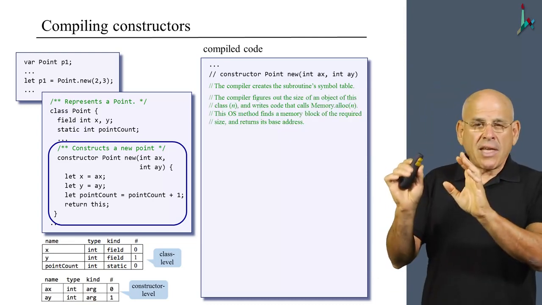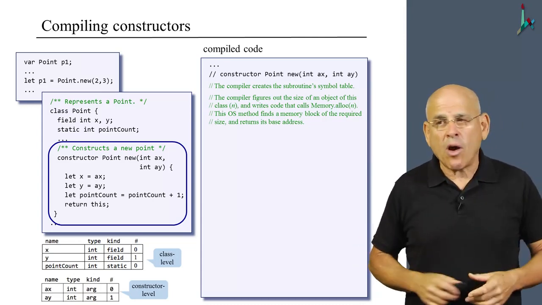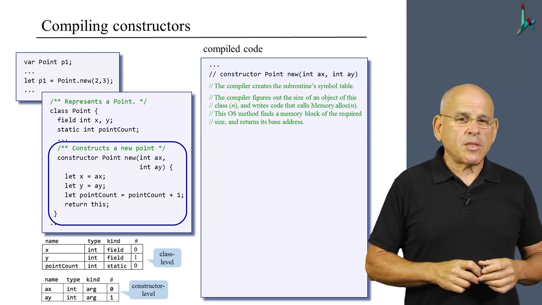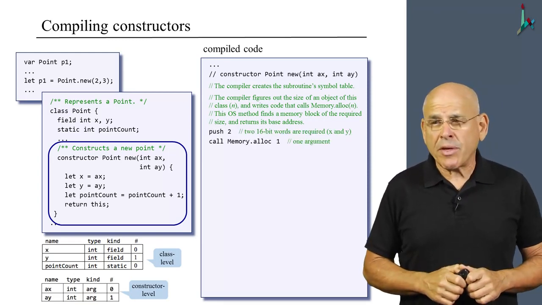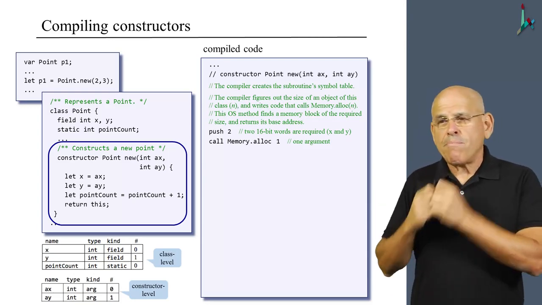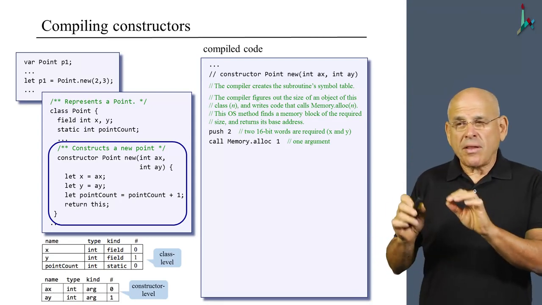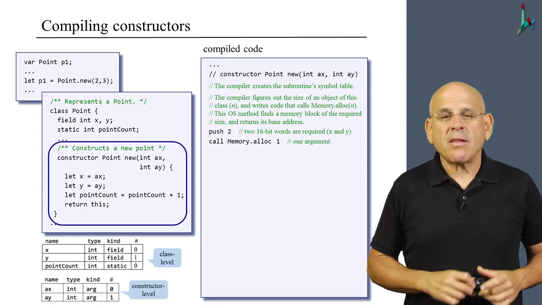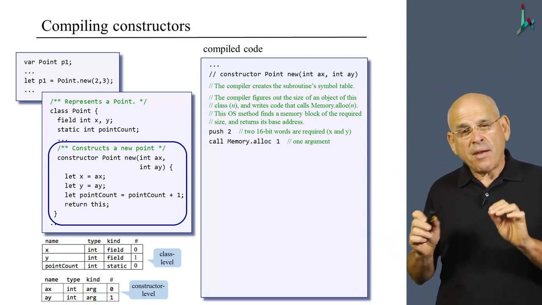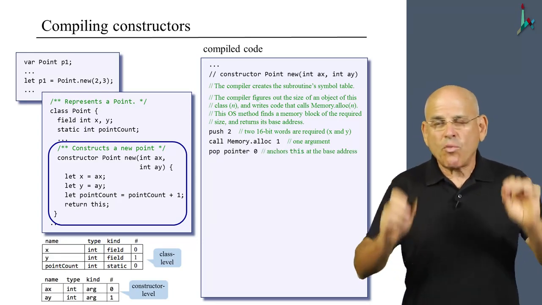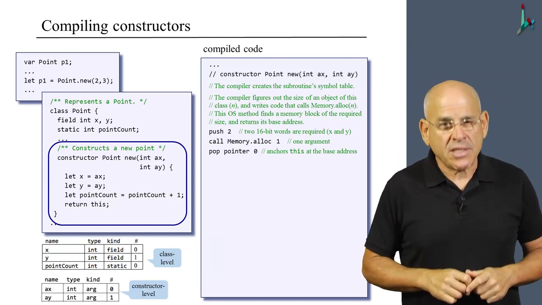So everything that I said is written here in this comment, and the compiler now is going to use the operating system to create this space on the RAM. How do we do it? We push 2, because we need 2 words, and we call Memory.alloc for its effect. And we know that Memory.alloc is going to return the base address of the newly created object. With that in mind, it makes perfect sense to pop this value that was returned by alloc into pointer 0.